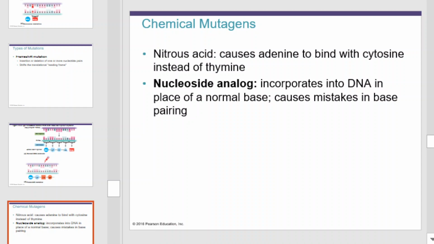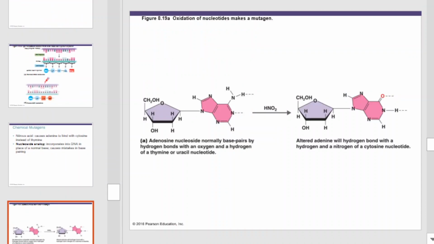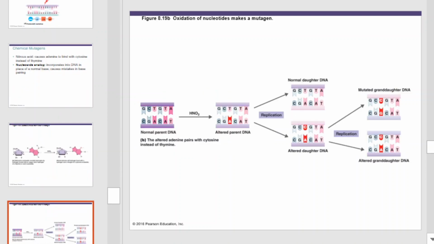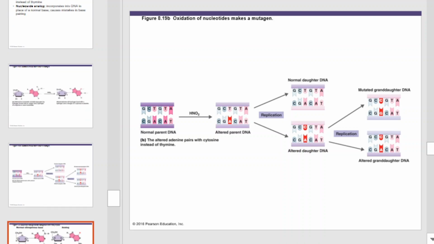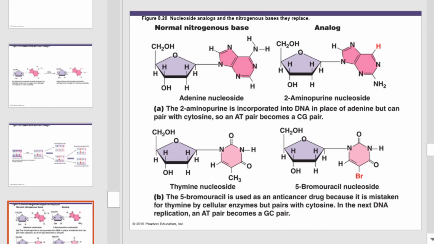Chemical mutagens. Nitric acid is a chemical mutagen which causes adenine to bind with cytosine instead of thymine. Nucleoside analogs can be incorporated into DNA in place of a normal base and cause mistakes in base pairing. This is an illustration of the oxidation of nucleotides, which makes a mutagen. This is an illustration of the altered adenine pairings with cytosine instead of thymine. This is an illustration of the nucleoside analogs and the nitrogenous bases they replace.